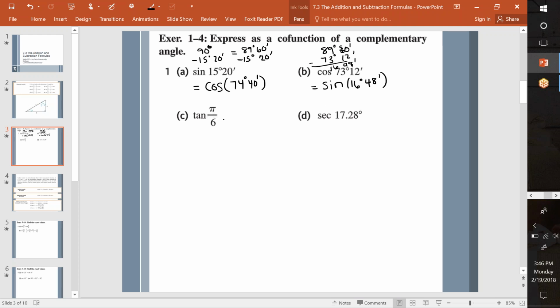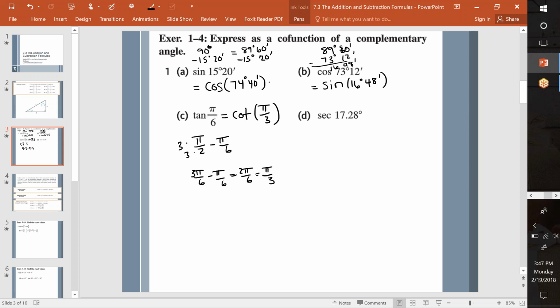Okay, so for tangent, remember, it has this complementary relationship for cofunctions with cotangent. And since this is in radians, instead of 90 degrees, we're going to say pi over 2 minus pi over 6. Getting a common denominator, that would be 3 pi over 6 minus pi over 6. So this is going to be 2 pi over 6, or pi over 3. If you think about it, that makes sense because when we did the unit circle, we noticed that pi over 6 and pi over 3, their cosines and sines and tangents and cotangents were just flipped.